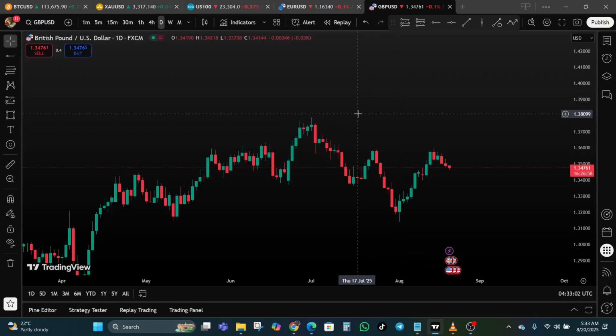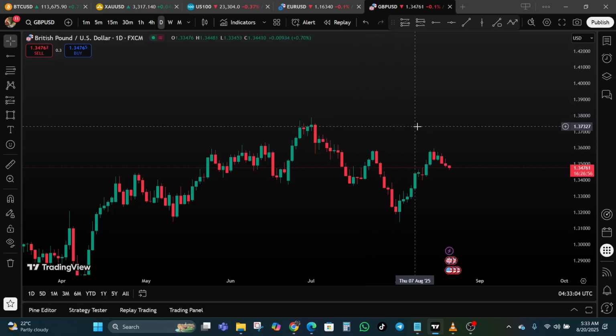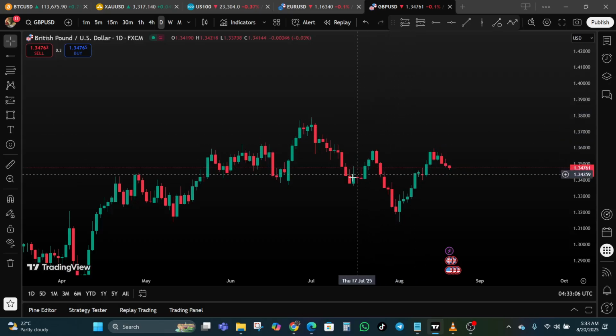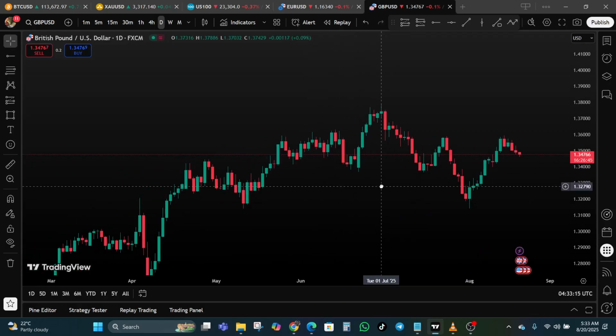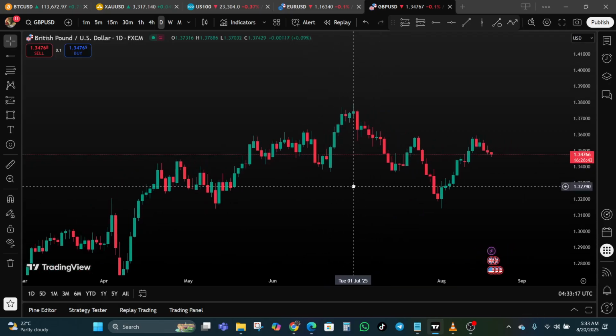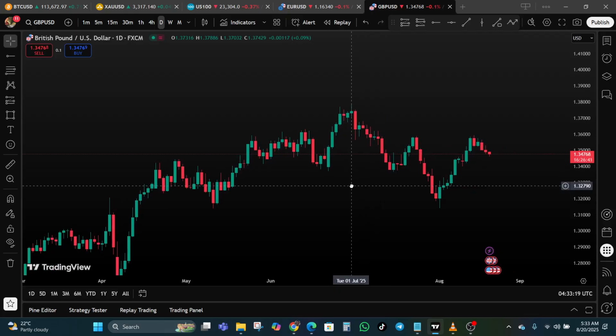Now, why does this matter? The ICT New Day opening gap acts as an important reference point. Price often uses this gap as a magnet. Look for a good example to use.